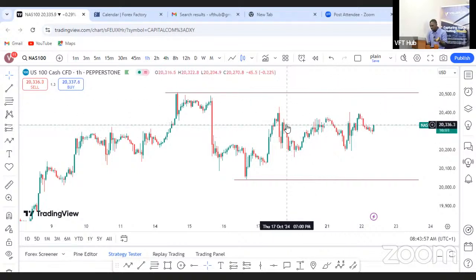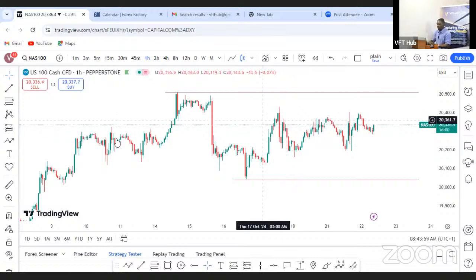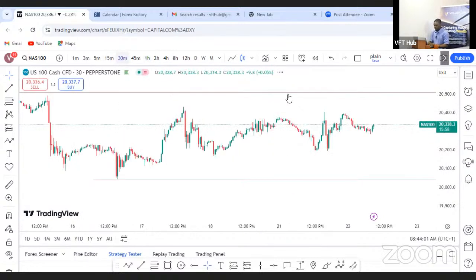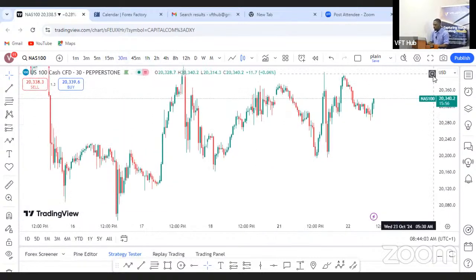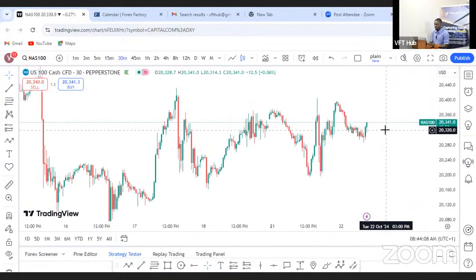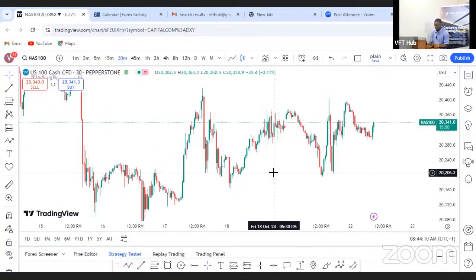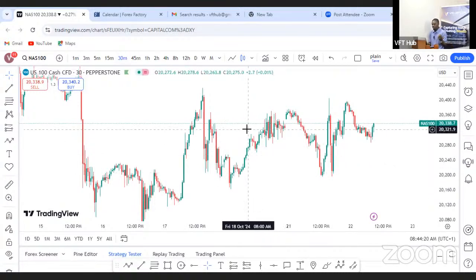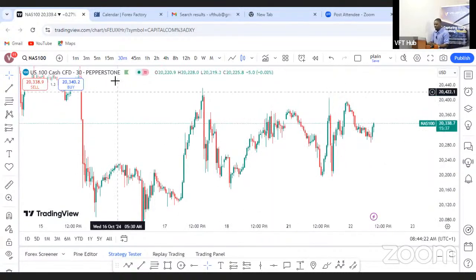But on an intraday basis, there's nothing really clear on the 1 hour. Probably if we go down to 30 minutes, we might see a good trade. Also on the 30 minutes, there's nothing really clear, to be honest with us. There's nothing really clear that we can use to actually enter this market, except if we just want to enter blindly, which I don't advise. If you want to go and scalp on 5 minutes, 1 minute, that's good for you. However, I don't advise that.